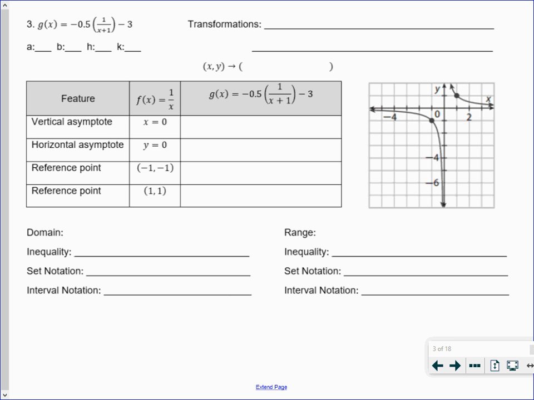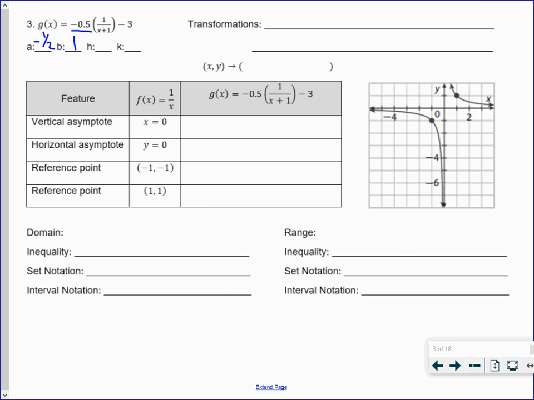So first we need to figure out what our a, b, h, and k values are. Our a value will be the number multiplying the whole fraction, so in this case, negative 1/2. Our b value is what we're multiplying the denominator with. We're not multiplying the denominator with anything, so our b is just 1.